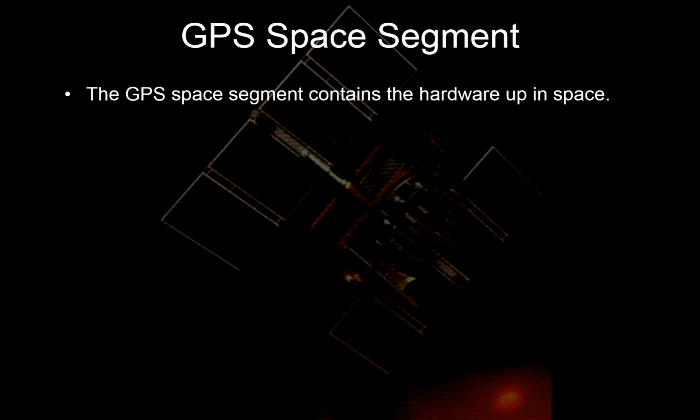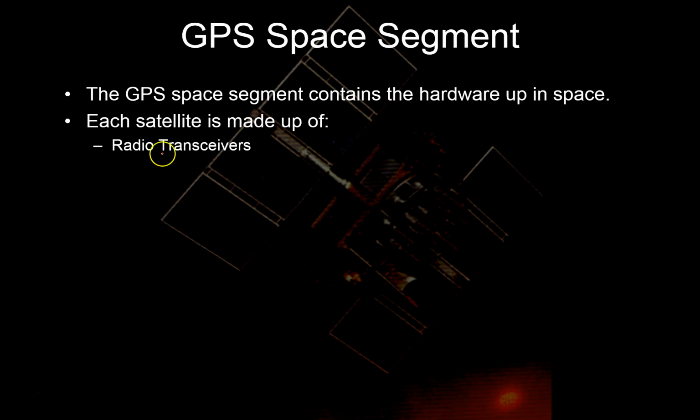The next segment is broken down into what hardware and software, in theory, is up in space. So the GPS space segment contains the hardware that's up in space. Each satellite is made up of radio transceivers.